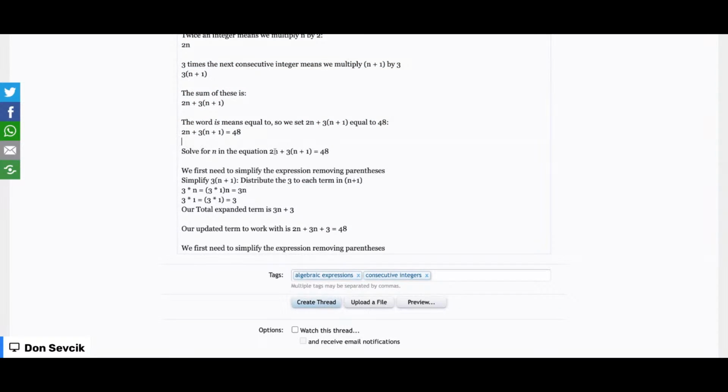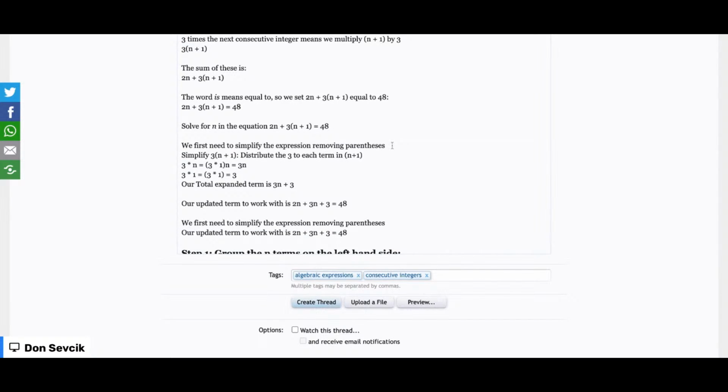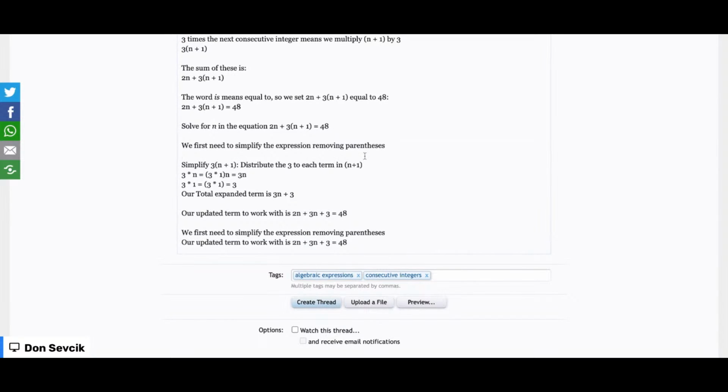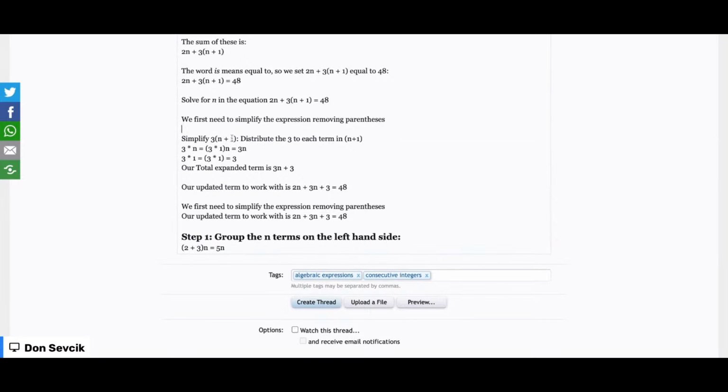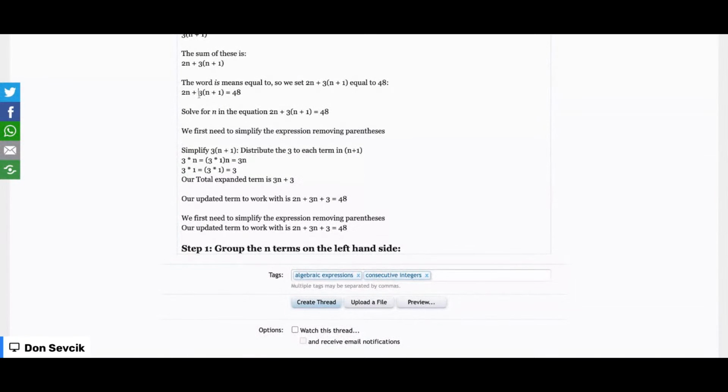Solve for n in the equation 2n plus 3(n plus 1) equals 48. So this is just a copy and paste from my calculator. We first need to simplify the expression, removing the parentheses. So 3 times (n plus 1), when we distribute that term through and simplify, is 3n plus 3. So our new equation now that we've distributed the number in the parentheses is 2n plus 3n plus 3 equals 48.